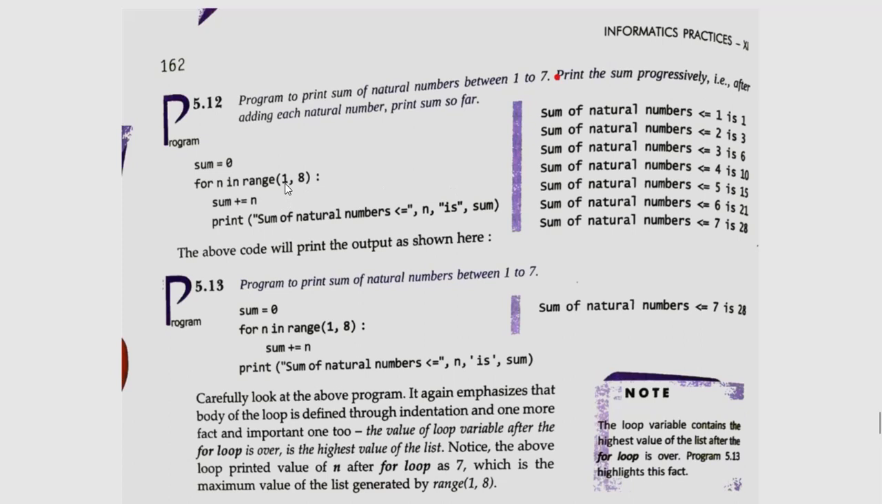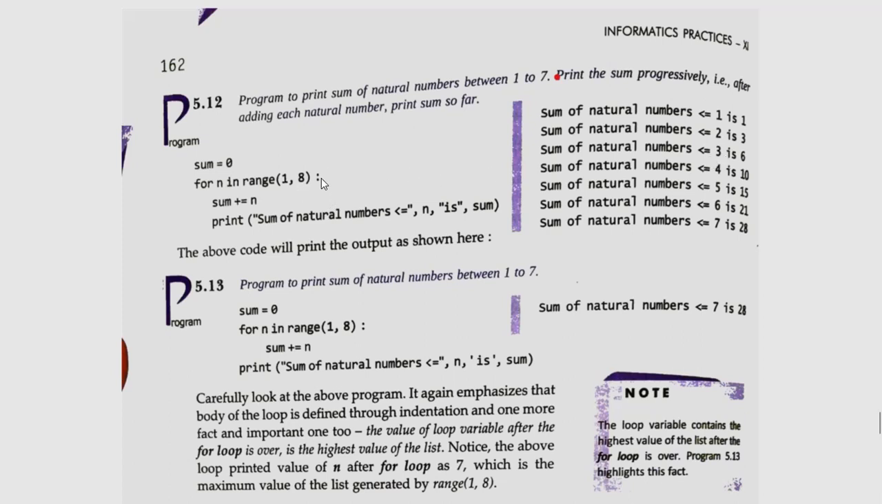Then n will become 2. Then we go for sum plus equal to n, that means sum equals sum plus n. Earlier sum was having 1, now 1 plus 2 becomes 3. So we write: sum of natural numbers less than or equal to 2 is 3. Then again n will become 3, and sum will be added with n, that means sum equals sum plus n. Since sum was 3 earlier, 3 plus 3 becomes 6. Again it is printed: sum of natural numbers less than or equal to 3 is 6.